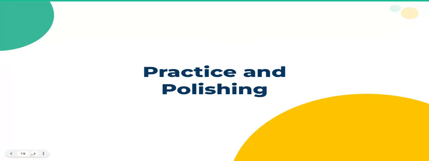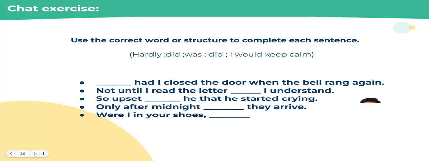Okay, well, here we go. Let's have a look at the next part of the lesson today, which is all about practice and polishing. We have a chat exercise for you all to participate in if you wish. We want you to use the correct word or structure to complete each sentence. So have a look at these. I'm going to read through it, and when you're ready, if you want to participate, please do so in the chat. Now, our choices are hardly, did, was, did, I would keep calm.